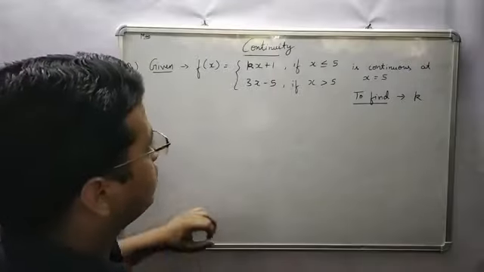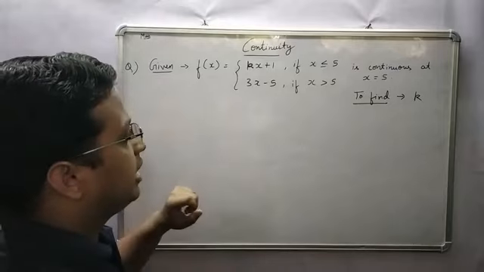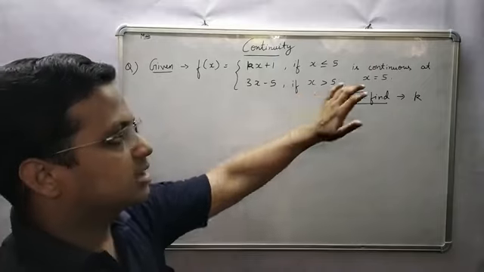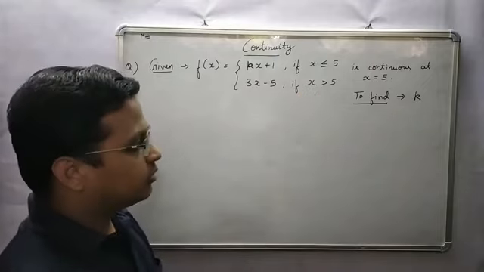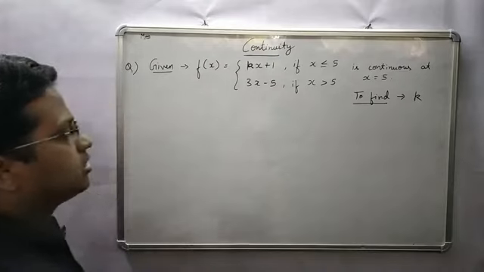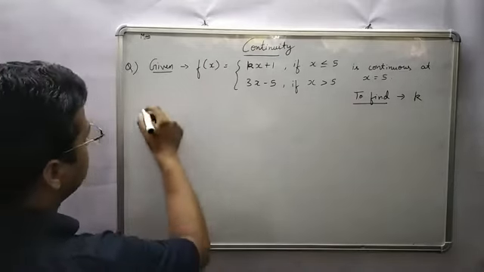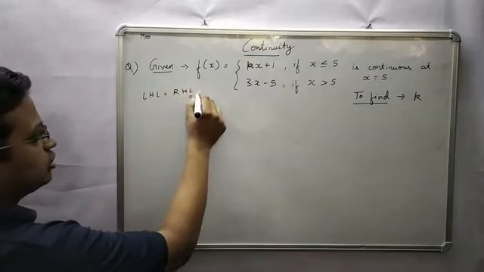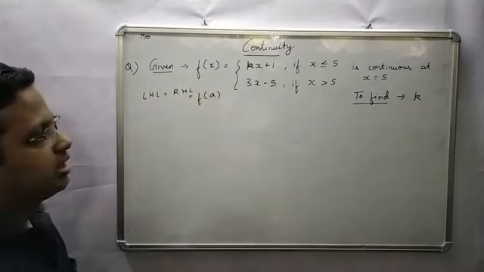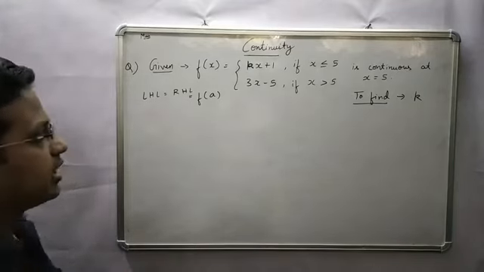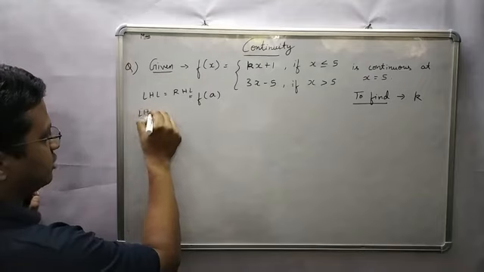Okay, coming to the next question. Here we have been given that the function defined like this is continuous at the point x is equal to 5, and using that we have to find the value of k. So since the function is continuous, as you know that LHL should be equal to RHL should be equal to f of a, and our point here is 5. So a is 5. So let's find LHL first.